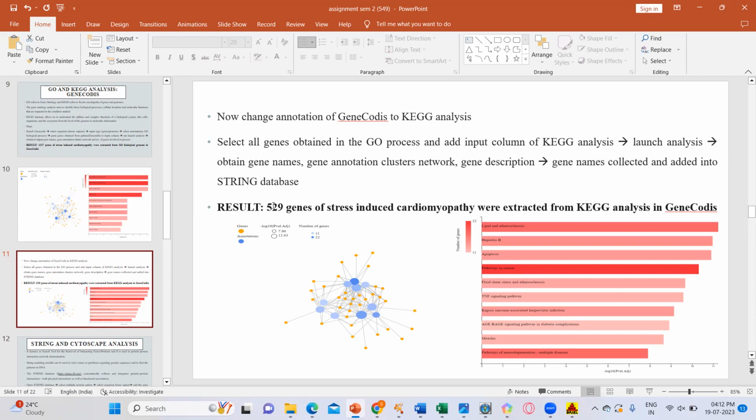So as a result of this KEGG analysis, I've got 529 genes of stress-induced cardiomyopathy, which were extracted from the KEGG analysis in GeneCodis. This is the type of network that I've obtained of the genes and the annotations, wherein 11 genes were there and 22 annotations were obtained. This is the bar chart which shows the biological process involved and the pathway of the genes.